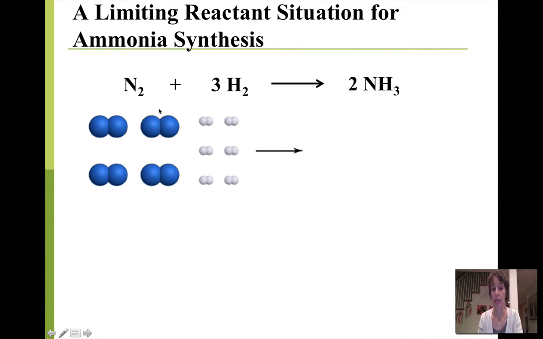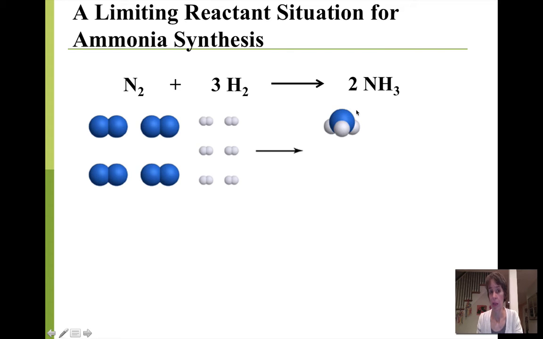We have here nitrogen reacting with hydrogen to produce ammonia. And if we have to start out with, say, 4 molecules of nitrogen and 6 molecules of hydrogen, that's not fitting our 1:3 ratio that is the ideal stoichiometric ratio for this reaction. So let's just take apart these molecules and see what we can make.